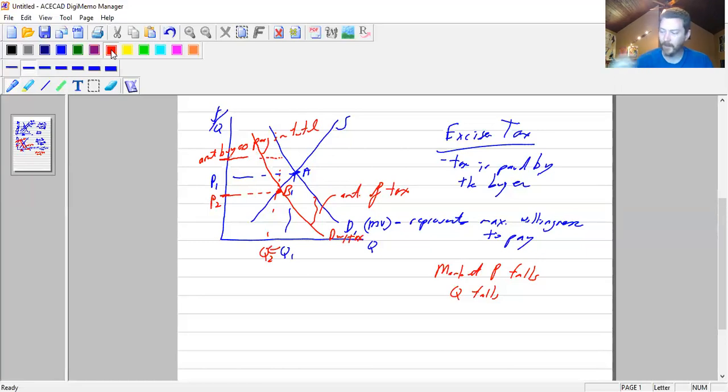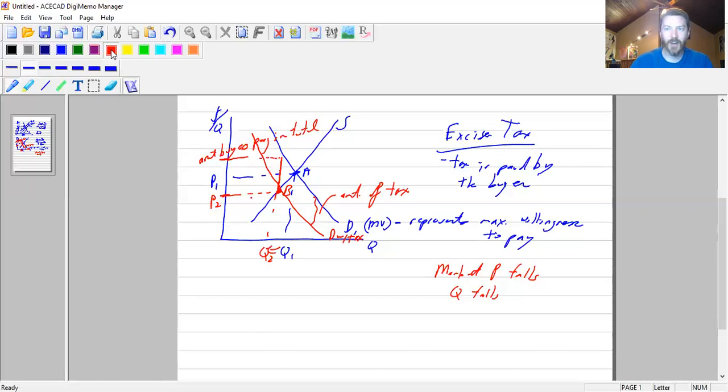So this is the interesting part. This quantity here occurs at the point, this is called the tax wedge. It occurs where the difference between the original demand and the original supply, this point right here, is equal to the tax. So the quantity falls in both cases, and the quantity will actually be the same, regardless of whether the excise tax is paid by the buyer or by the seller. The equilibrium quantity will be the same.